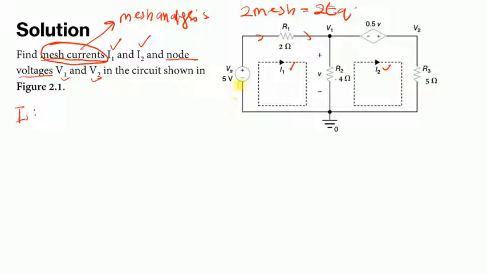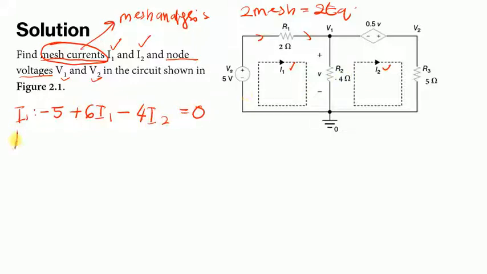You can see the sign here is negative, so you need to start with the negative. So -5 plus all the resistors in this loop, which is 2 plus 4, giving 6 I1, and then minus the outer loop, minus 4 I2, equal to 0.